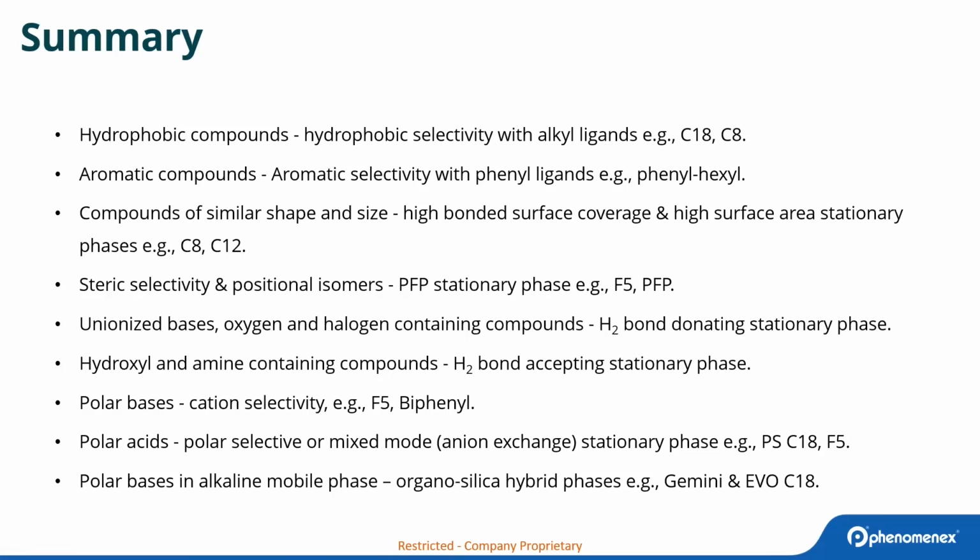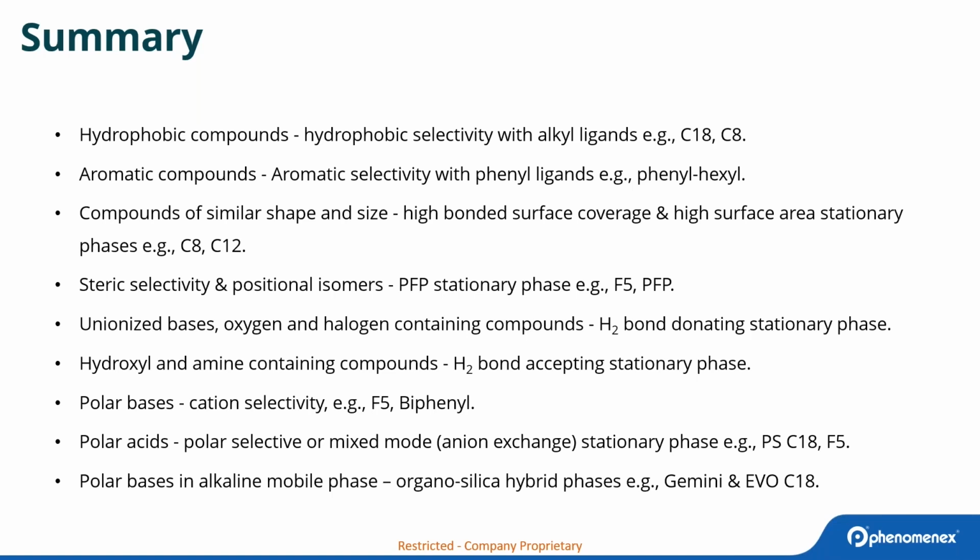So we talked about hydrophobic compounds, hydrophobic selectivity with alkyl ligands, C18 and C8. We talked about aromatic compounds, aromatic selectivity with phenyl ligands, so phenylhexyl, biphenyl, F5. Then we talked about compounds with similar size and shape, high bonded surface coverage, high surface area stationary phases like C8 and C12. Then we talked about steric selectivity and positional isomers. So this is PFP, the stationary phase that can be utilized there.